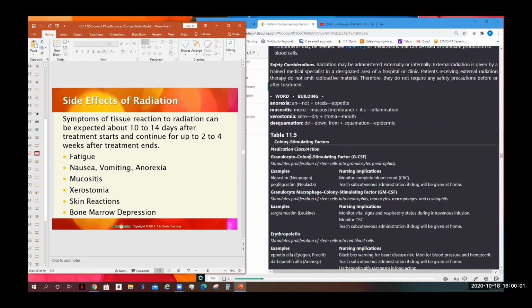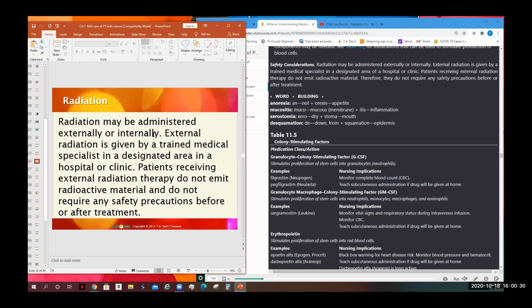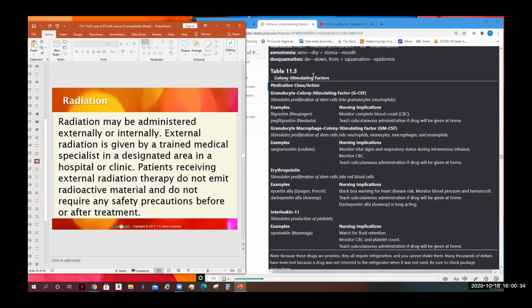Safety considerations. Radiation may be delivered externally or internally. External radiation is given by a trained medical specialist in a designated area of a hospital or clinic. Patients receiving external radiation therapy do not emit radioactive material, therefore they do not require any safety precautions before or after treatment.